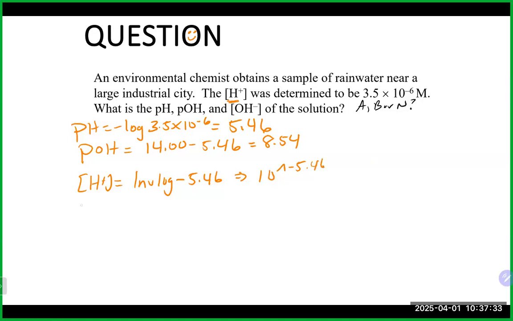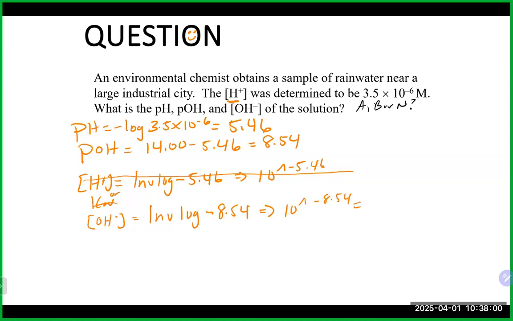Again, you could also use your KW to get it as well. We already actually have the H plus, so we don't need that. Maybe the OH minus would be good, since that's what we're looking for there. OH minus would be the inverse log of our pOH, which is 8.54. And we will get the same answer as previously.